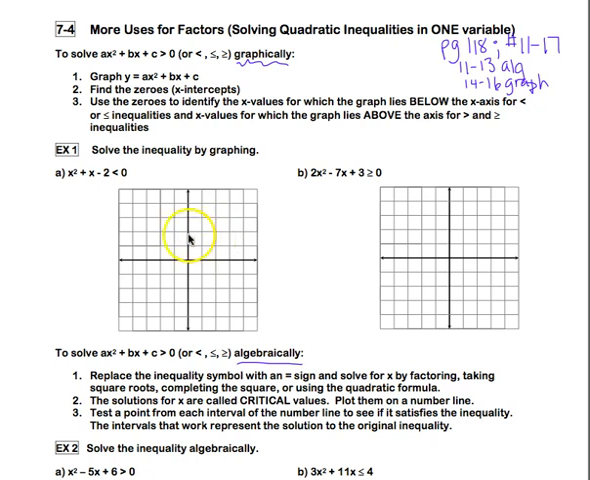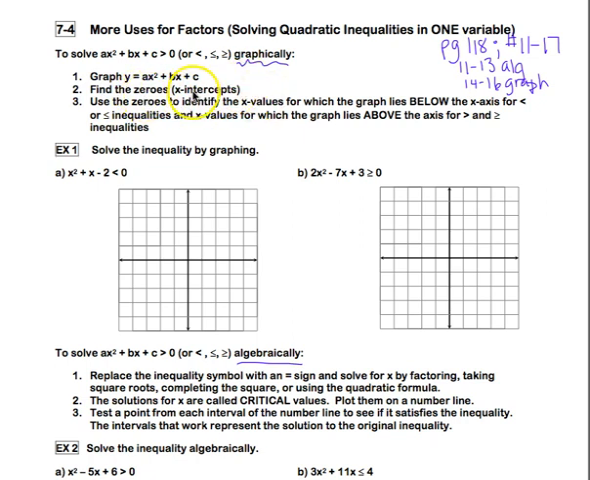So when we are solving graphically, we're actually going to put in a variable that's not there, kind of, and we're going to be drawing a graph of y equals ax squared plus bx plus c. So in this case, in example 1a, we're going to be drawing the graph of x squared plus x minus 2. Now, in order to do that, we are going to have to find the zeros, the x-intercepts.